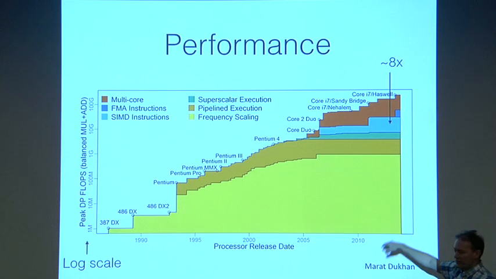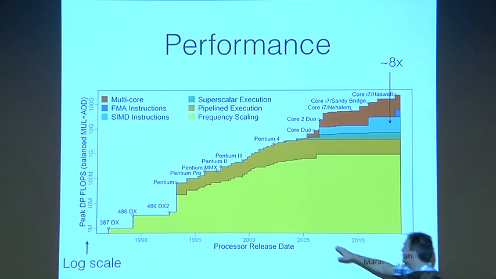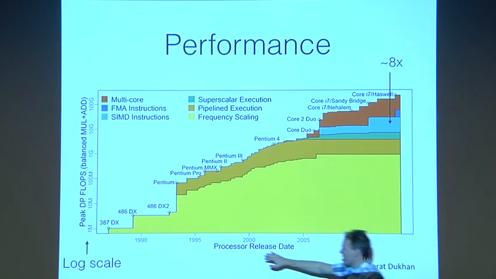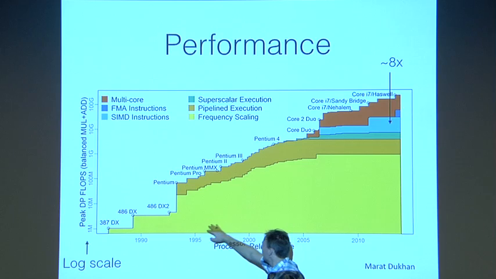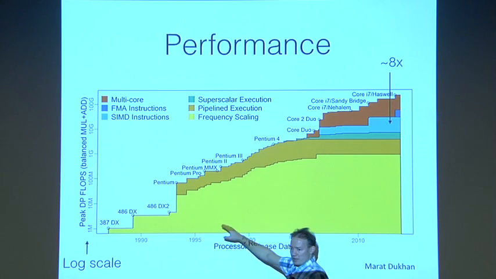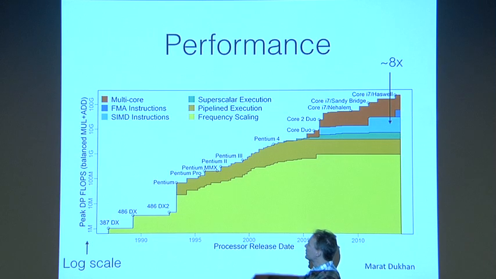Yellow is what we got from just frequency scaling, right? And that ends in around 2004, 2005. Just make the chips faster. So for a long time, all our performance increases for double precision math were just coming from, make it faster. Just make the chip faster.